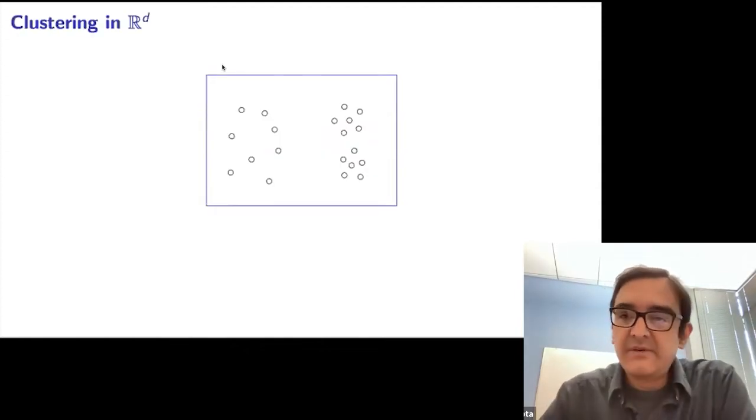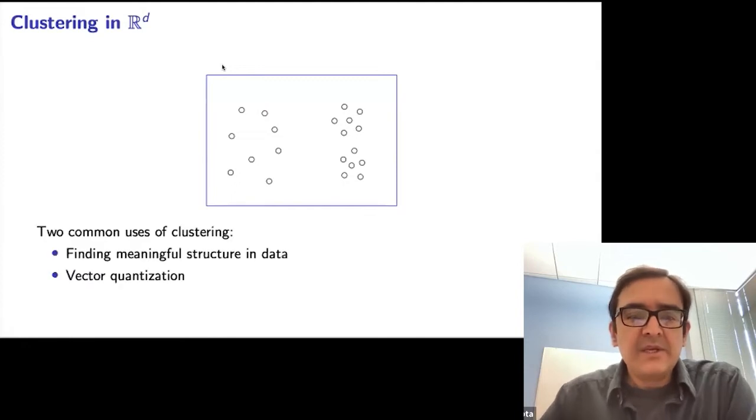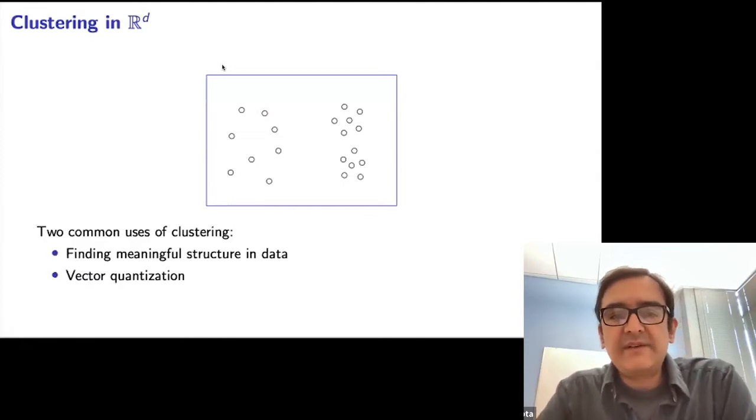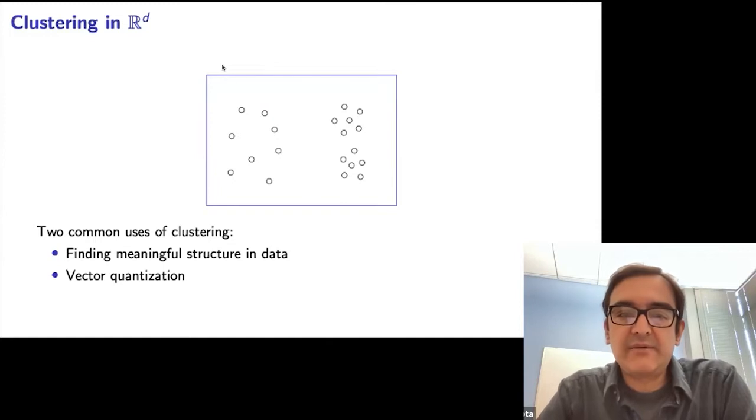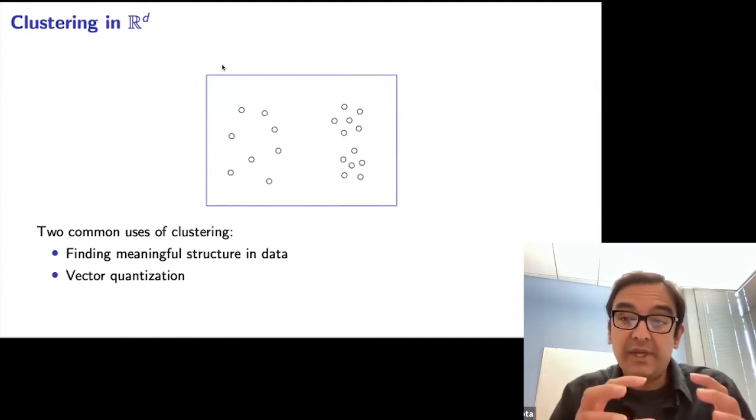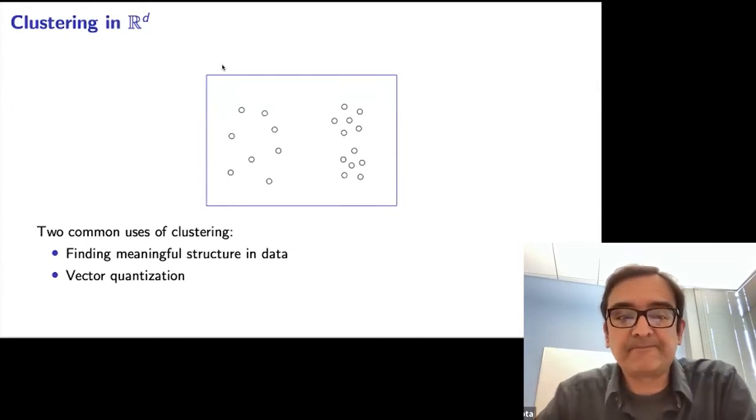So, clustering: you're given a bunch of points, you want to divide them into groups. There are two rather different contexts in which this arises. One is in exploratory data analysis, where you actually want to find meaningful structure in data. For example, a supermarket might want to understand its customers, and to try and do that, it could cluster them and hope that there are some coherent, distinct clusters.